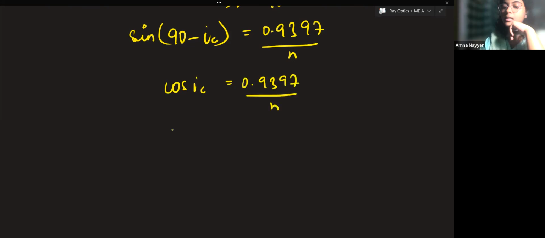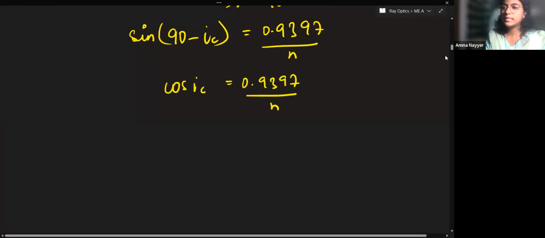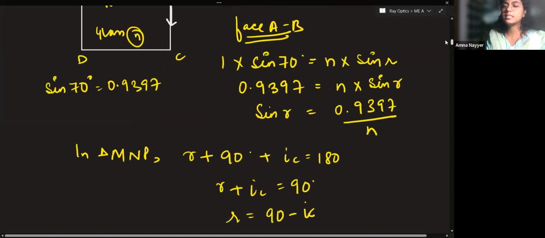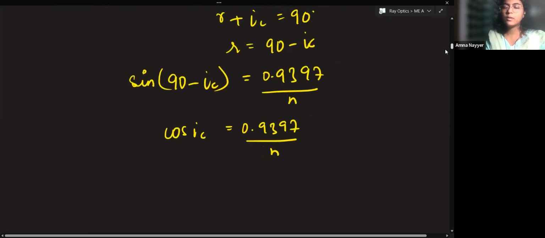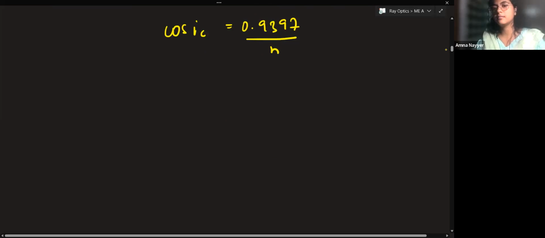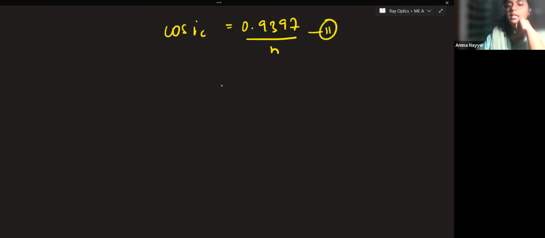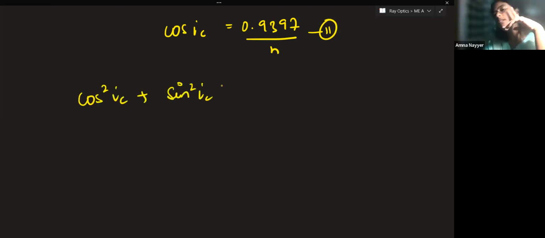equals 0.9397 by N. Now see class. This is cos IC. Here I have sin IC. This is one equation, let's say for sin IC. This is one equation which involves cos IC. Okay? Now see, cos square IC plus sin square IC. This will be equal to what? Trigonometric identity 1. Good, Priya. This will be equal to 1.